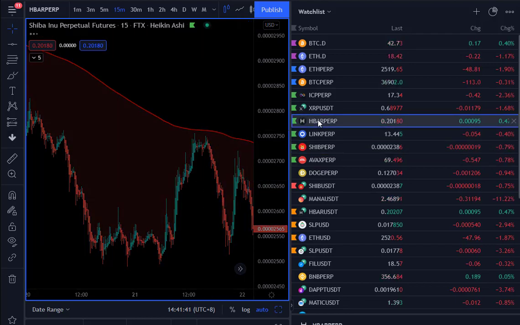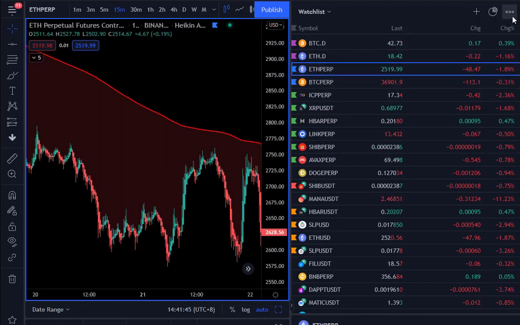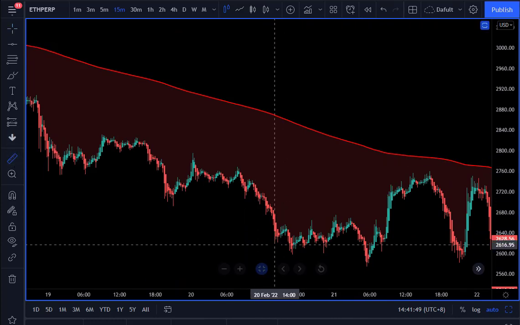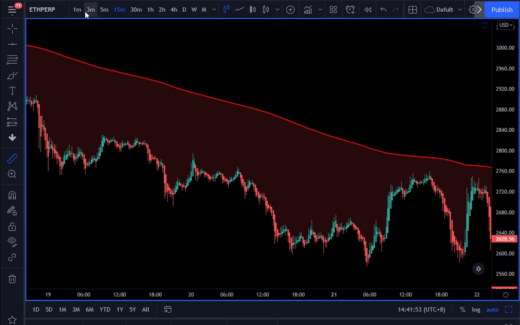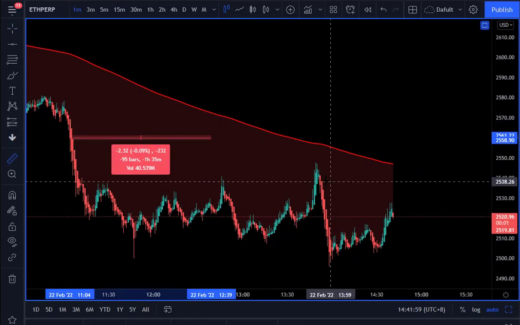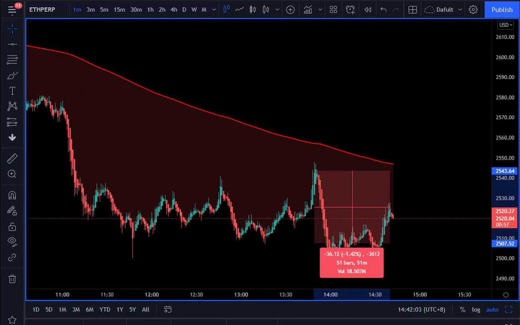If you want to be very safe, you can use Bitcoin or Ethereum. But I don't like to trade these two. The reason why is because with Ethereum and Bitcoin, the earnings are very little compared to the others. So let's say, for example, from here to here, it's only 1.6%.